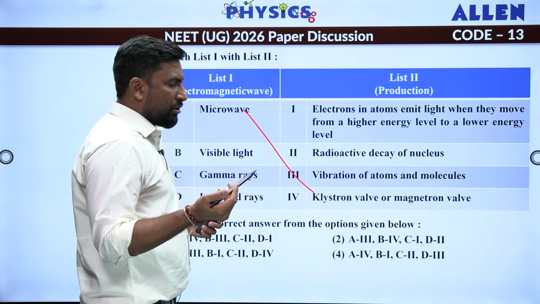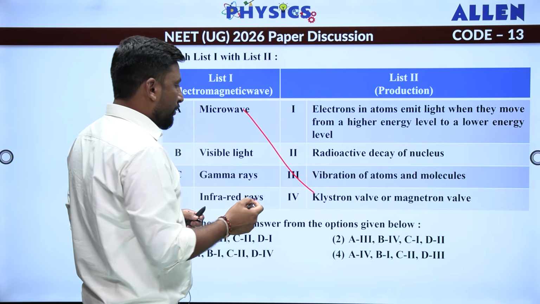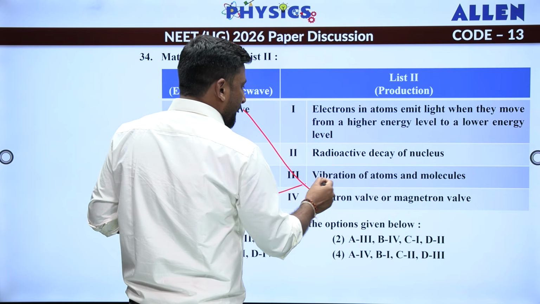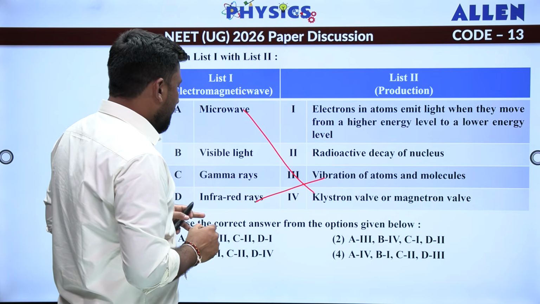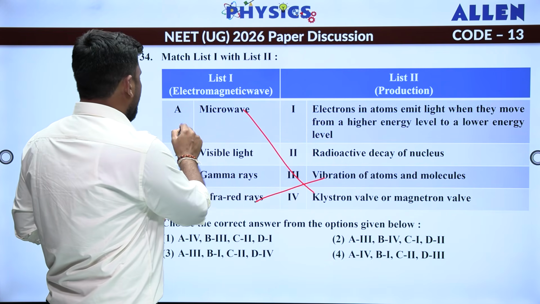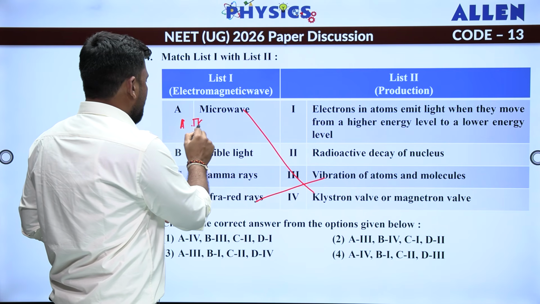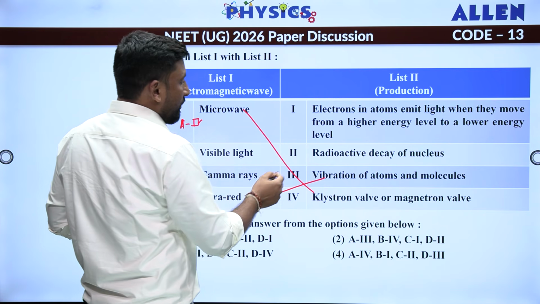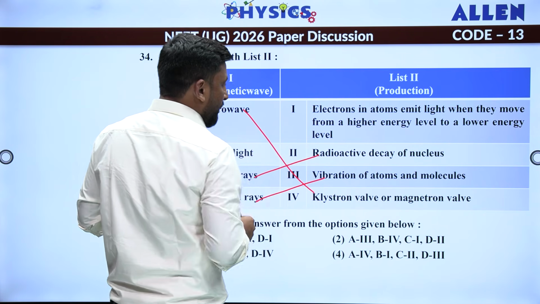Infrared at normal temperature, we know that vibration of atoms is going to produce infrared. So for the A, it is the fourth one, A4. Second, we know that gamma radiations are produced in nuclear reactions.